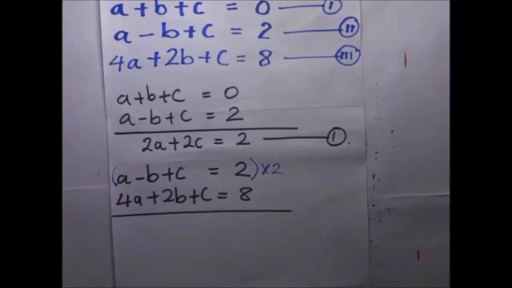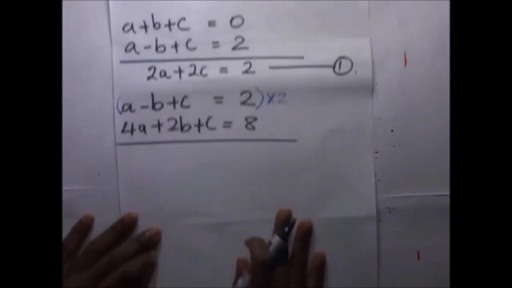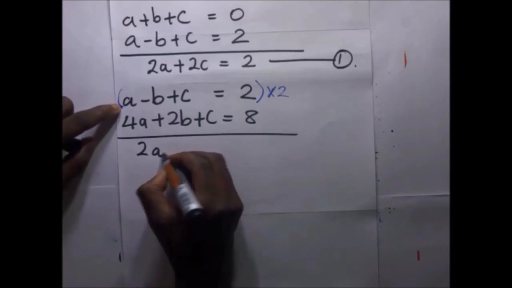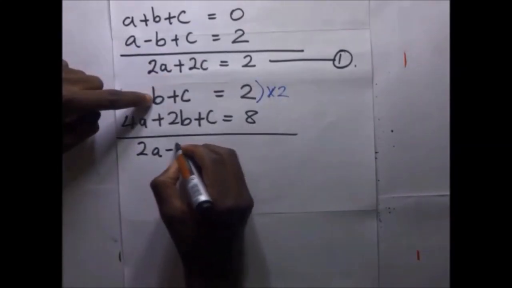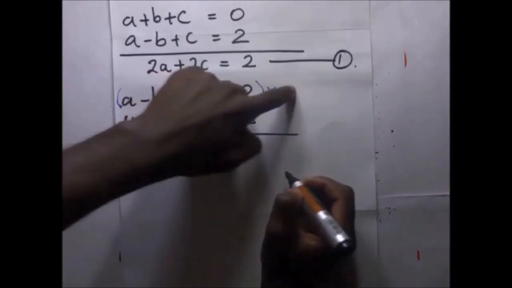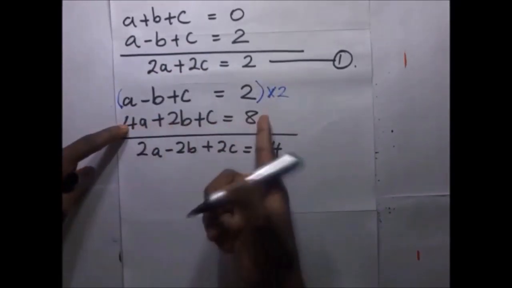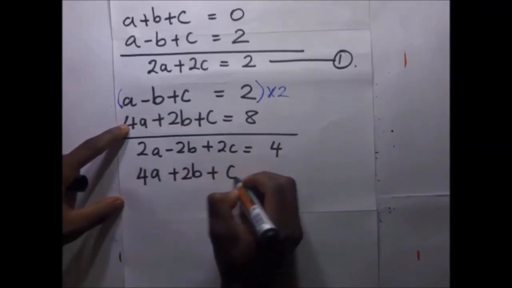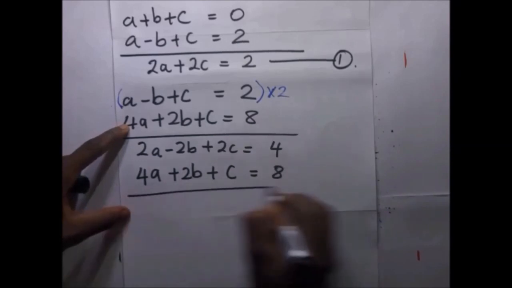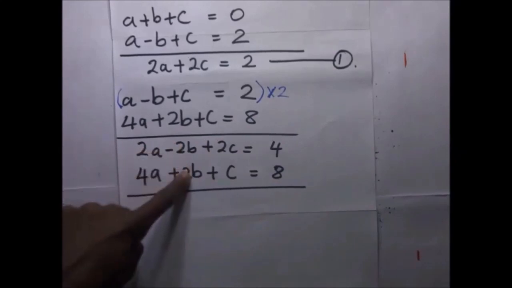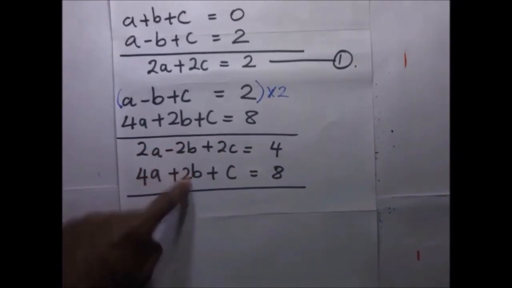times 2. So it means that our first equation will now become 2a, 2 times a is 2a, 2 times b is minus 2b, 2 times c is plus 2c is equal to 2 times 2, which is 4. Then this one remains the way it is: 4a plus 2b plus c is going to give us 8. So now we can just add this equation and that equation, because when we add negative 2b plus 2b it will be 0.